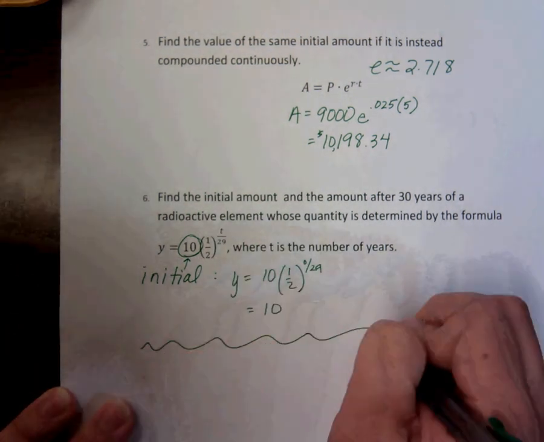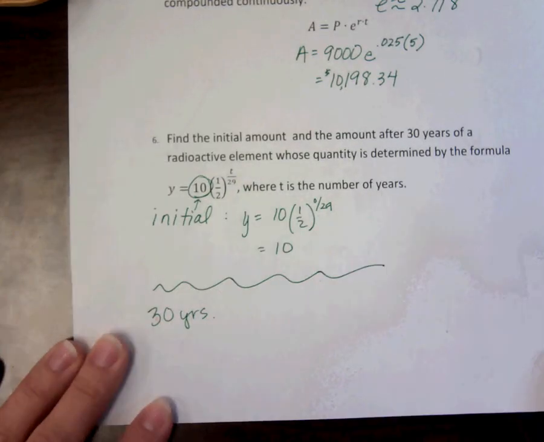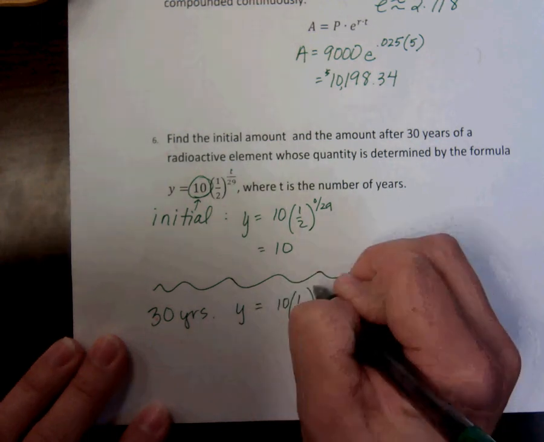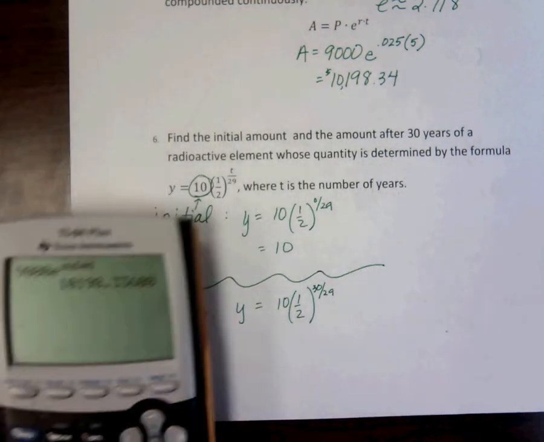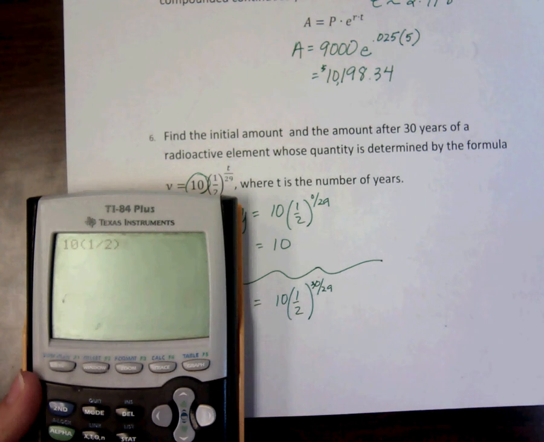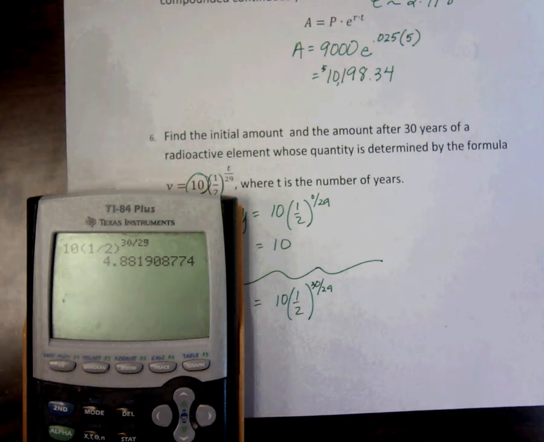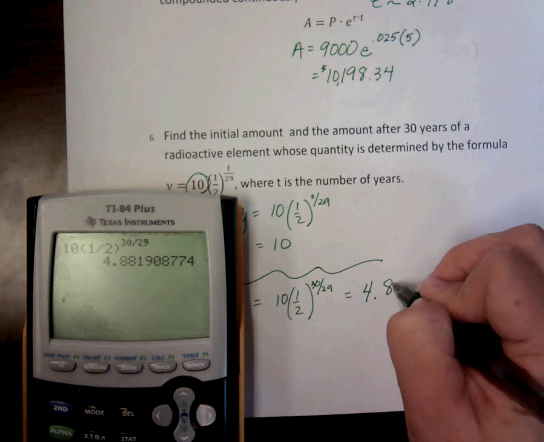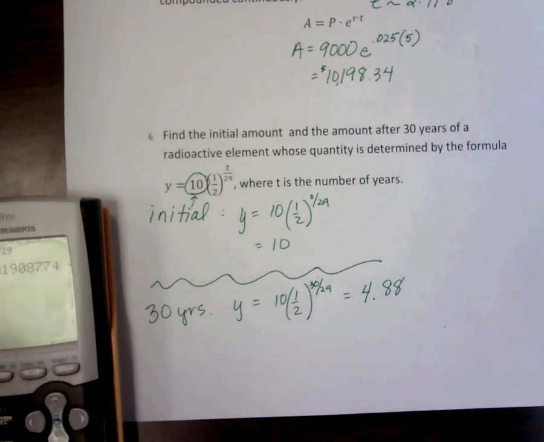So then if we look at your amount after 30 years, since we know t is the value in years, we can now say y equals 10 times a half, and then 30 is what goes in the numerator of that exponent. So I'm just going to type this straight in my calculator, 10 times a half, and then my exponent is 30 over 29. Make sure that's all in the exponent, or use some parentheses there if your calculator doesn't look right to you. WebAssign will tell you what to add. I'm going to do 2 decimals this time. We have 4.88 for our answer there.